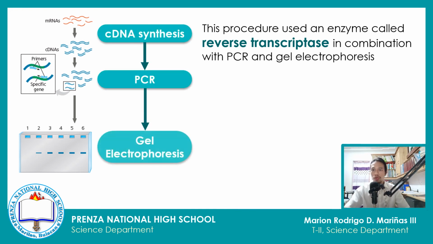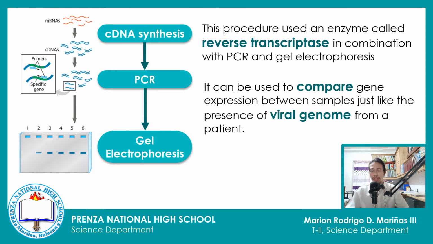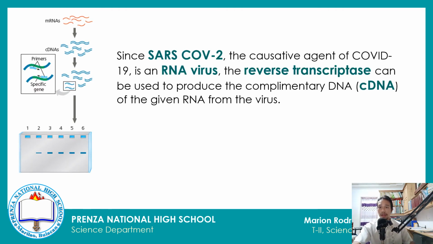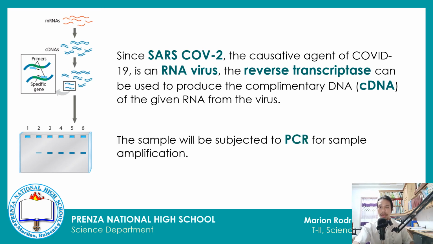This procedure uses an enzyme called reverse transcriptase in combination with polymerase chain reaction and gel electrophoresis. It can be used to compare gene expression between samples and, for this instance, the presence of viral genome from a suspected patient. Since SARS-CoV-2, the causative agent of COVID-19, is an RNA virus, the reverse transcriptase can be handy in producing the complementary DNA or cDNA of the given RNA from the virus. Once synthesized, the sample is now subjected to the regular polymerase chain reaction for sample amplification.